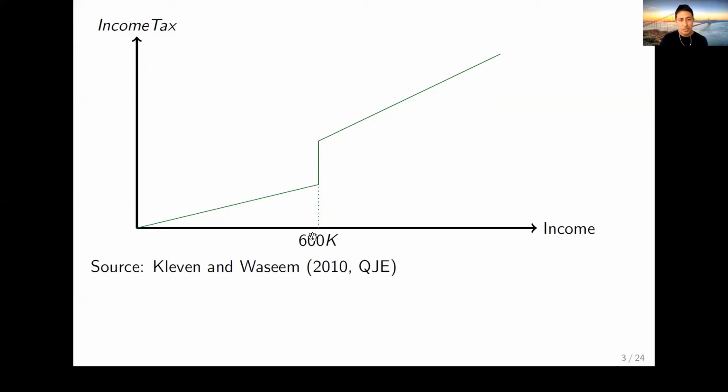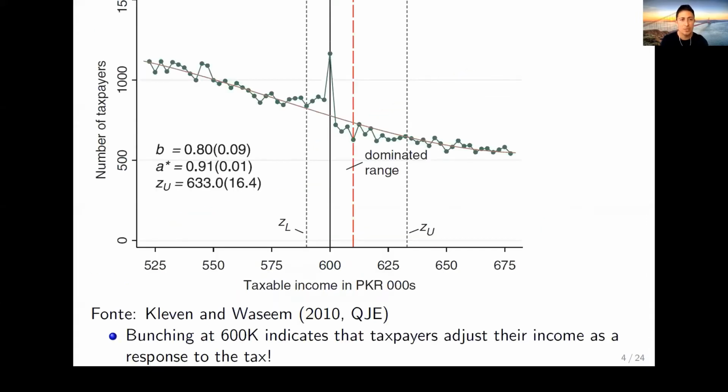But the second feature is that there is a discontinuity in the income tax at around 600,000 rupees, which is the currency in Pakistan. So if you earn 599,999 rupees, you're going to pay substantially less taxes than if you earn 600,000 rupees. So there's a big jump around 600,000. What you would expect is that a schedule like this would create a lot of incentives for taxpayers to report income below the 600,000 value. So Clavin and Wassam investigated this with the data.